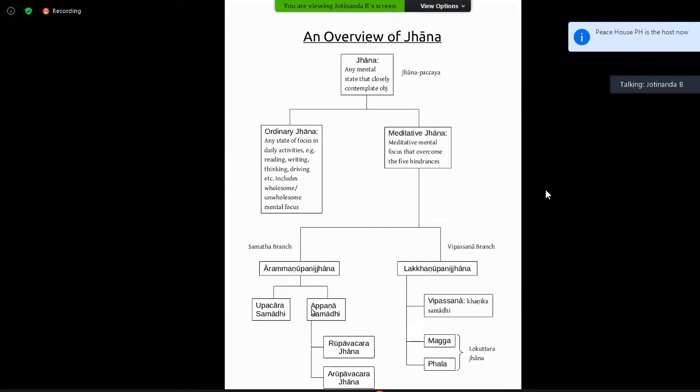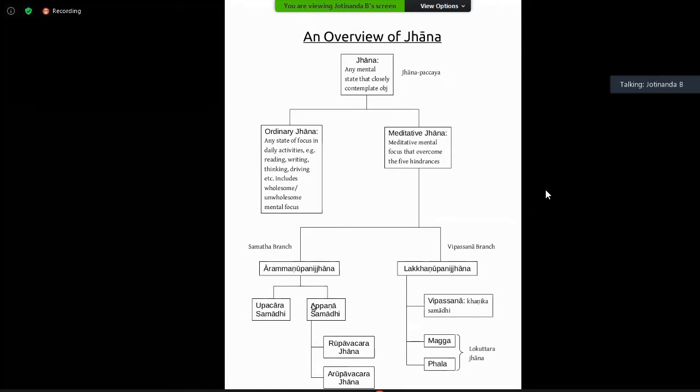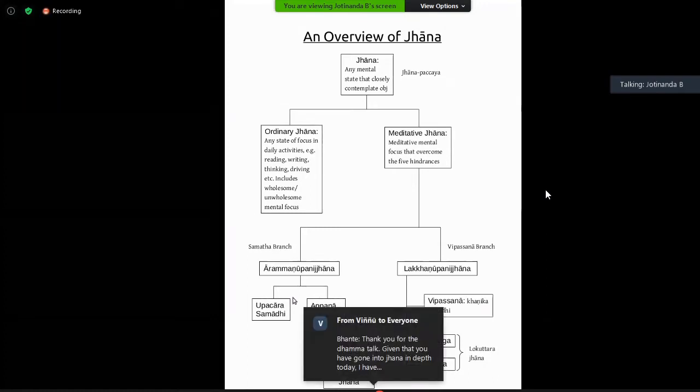Okay, so it's called upachara samadhi, access concentration. Before the mind can absorb into the object, it must come to upachara samadhi first. It is like the access door into the absorption. Right? So that's why it's called access concentration, upachara samadhi.